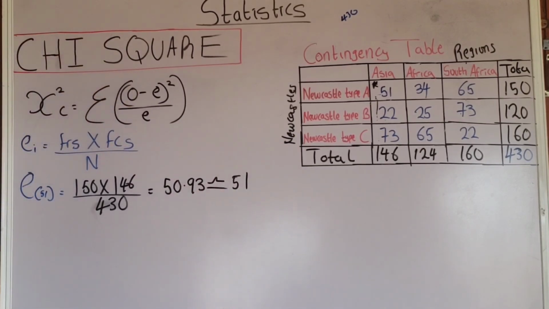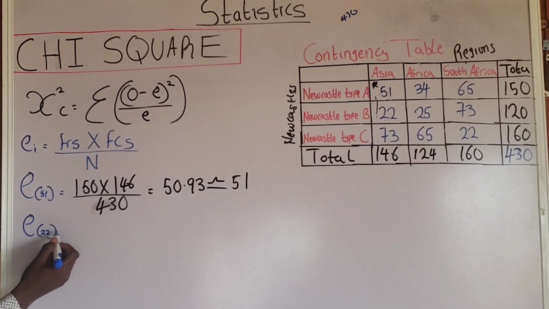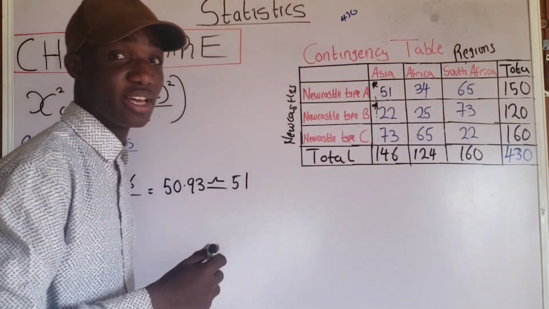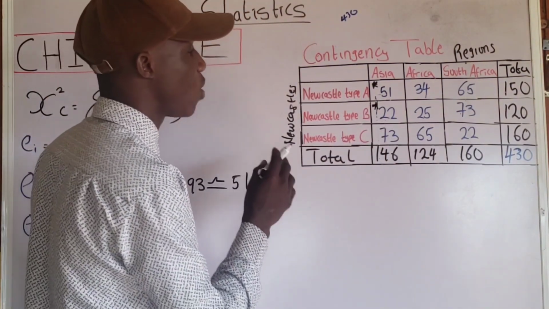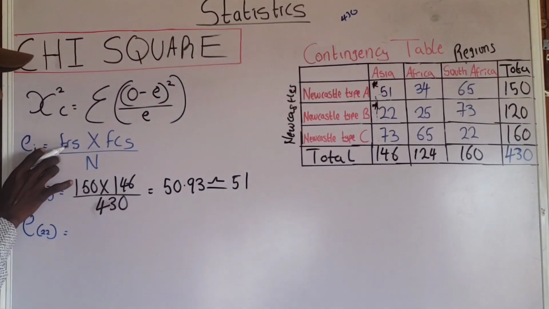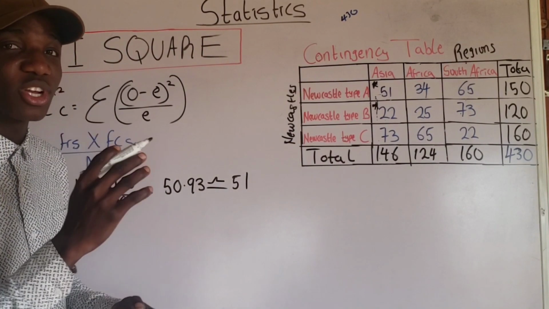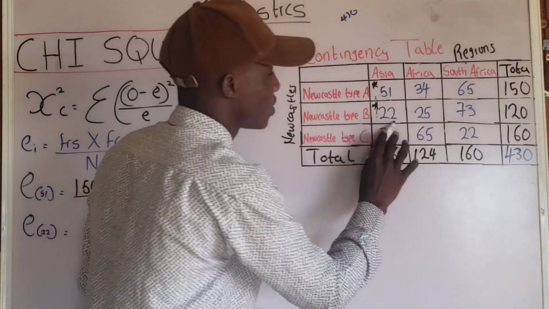Okay? Now, let's proceed to get the expected value of 22. Okay? Expected value of 22. So for this, this is where we are now. We are here. Do you understand? Now, to get the expected value of 22, that will be frequency of the row summation which 22 belongs to. The frequency of the row summation which 22 belongs to is what? Just trace it.